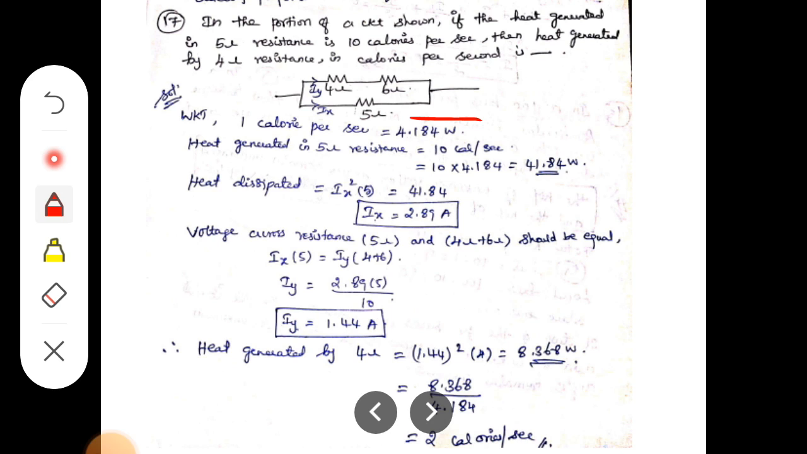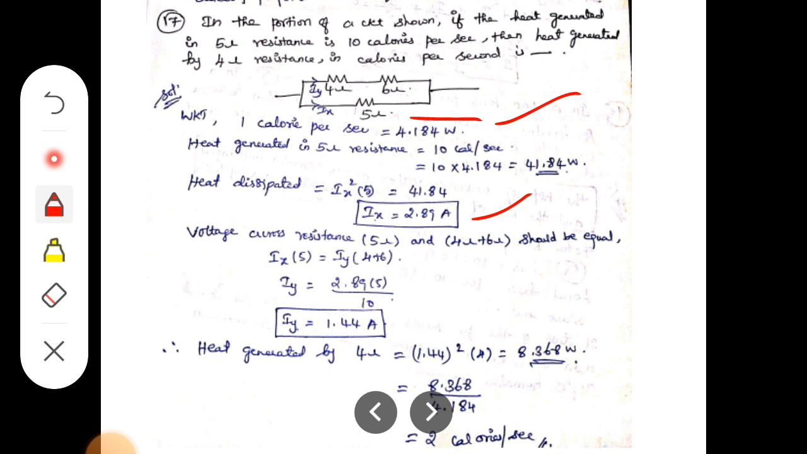We know that 1 calorie per second is 4.184 watt. The heat dissipated in the 5 ohm resistor is 10 calories per second, so converting to watts, 10 into 4.184 gives 41.84 watt. Then the heat dissipated is I square R. We know the R value but not the I square value, so we want to calculate it. So I is equal to the square root of 41.84 divided by 5, and we get 2.89 amps. So this is the current value.